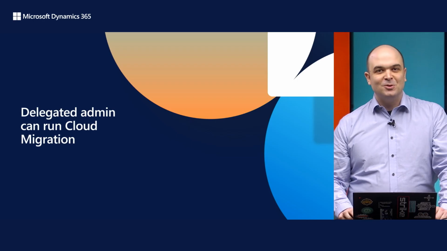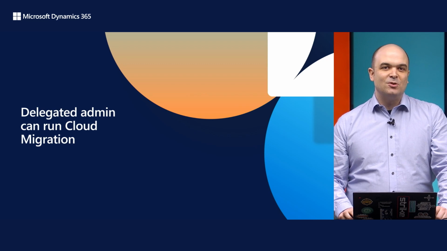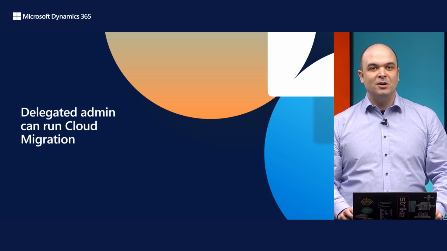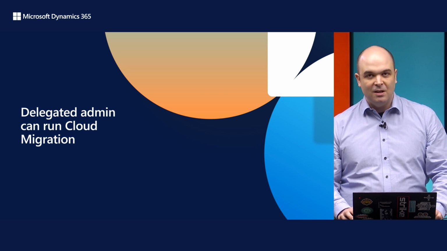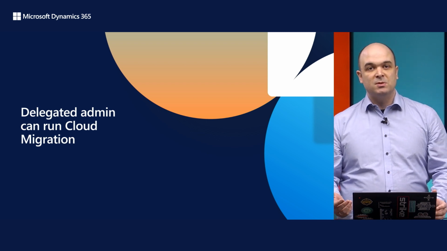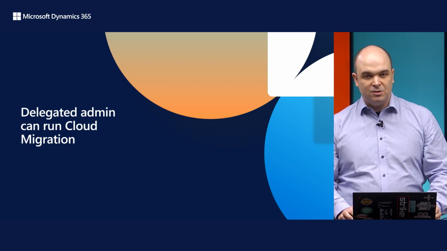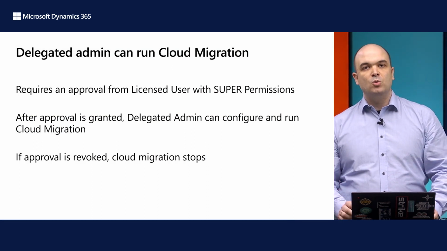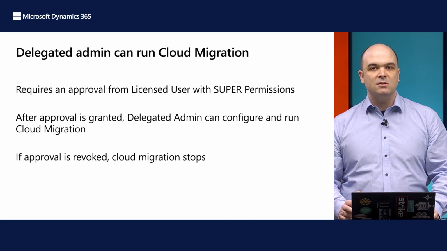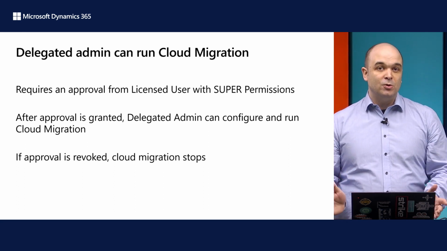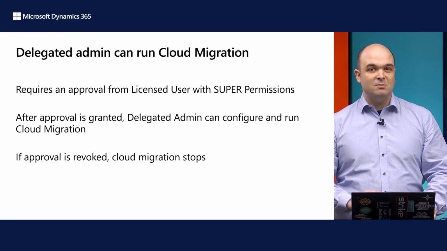Yes, so that is going to be the first demo of the new functionality that we did. We are going to start with the delegated admin and how the delegated admin can run the cloud migration in version 20. As you all probably know, in the previous releases, it was not possible for the delegated admin to run the cloud migration. In V20, it is possible. It only requires an approval from the licensed user that has a super permission set. And I'm going to show you this approval process, and you will see it is very simple and very easy to do.